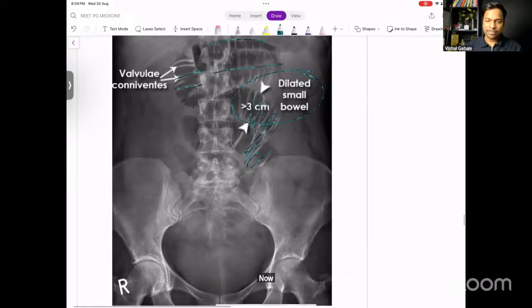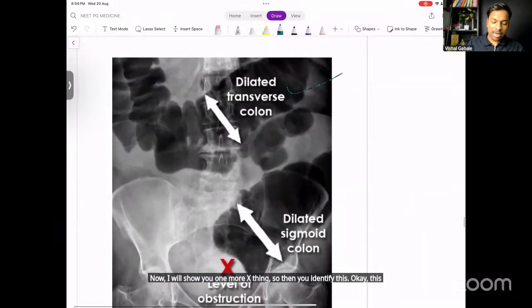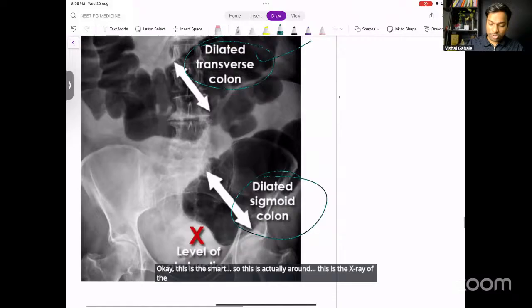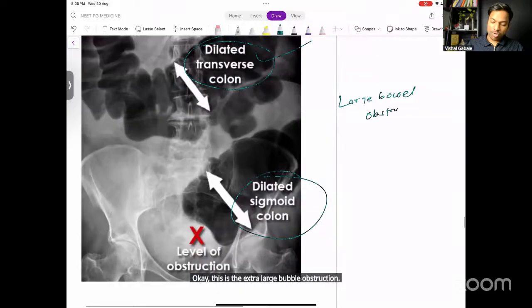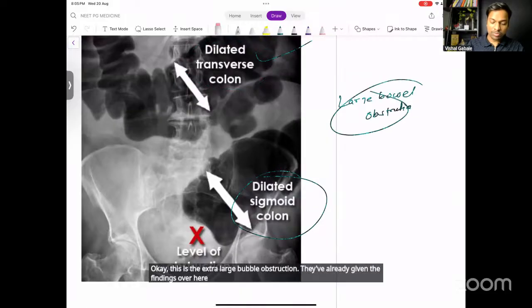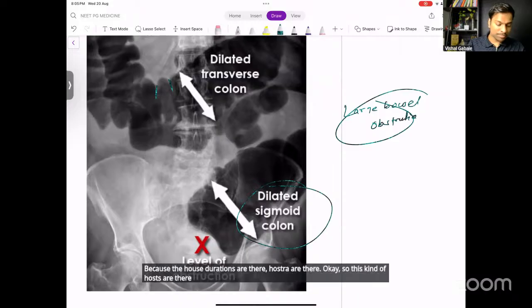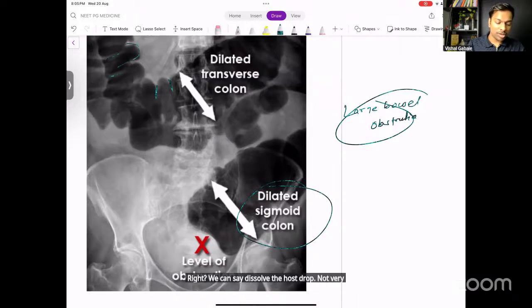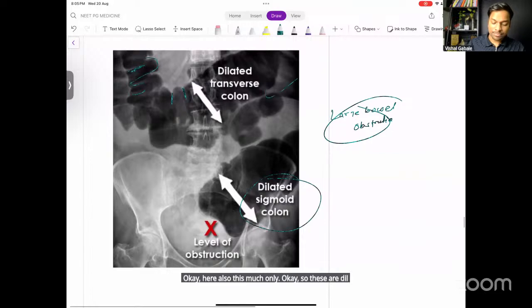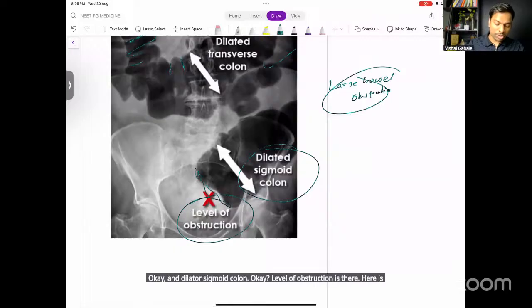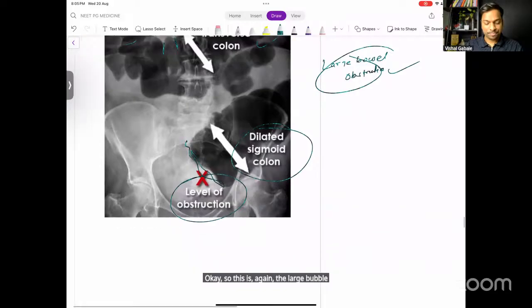Now I will show you one more X-ray, so then you identify this. This is also the same. Dilated transverse colon is there. This is the sigmoid. This is the X-ray of large bowel obstruction. They've already given the findings over here, but you already know because the haustrations are there. These are the haustra, not very complete, this much only, here also this much only. So these are the dilated transverse colon and dilated sigmoid colon. Here is the level of obstruction. So this is again the large bowel obstruction.